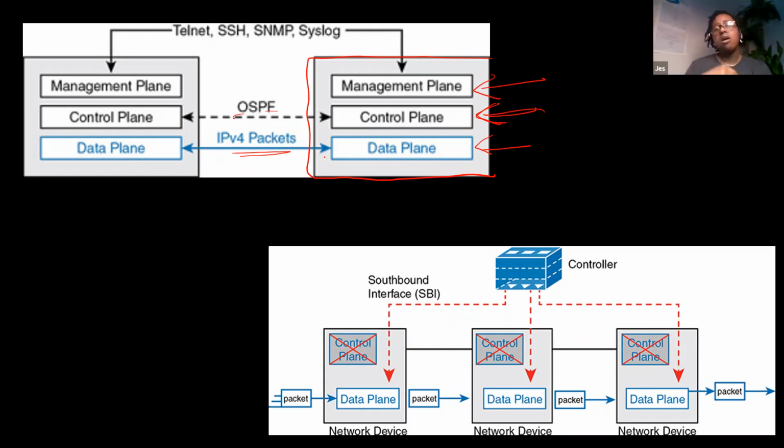Lastly, we have our management plane. Our management plane is basically our overhead work. When I say overhead, you can look at the examples right here: Telnet, which we don't want to use, so forget Telnet, SSH, SNMP, and system logging. So our management plane is what we go in and manage our control plane with, and our control plane is going to control our data.